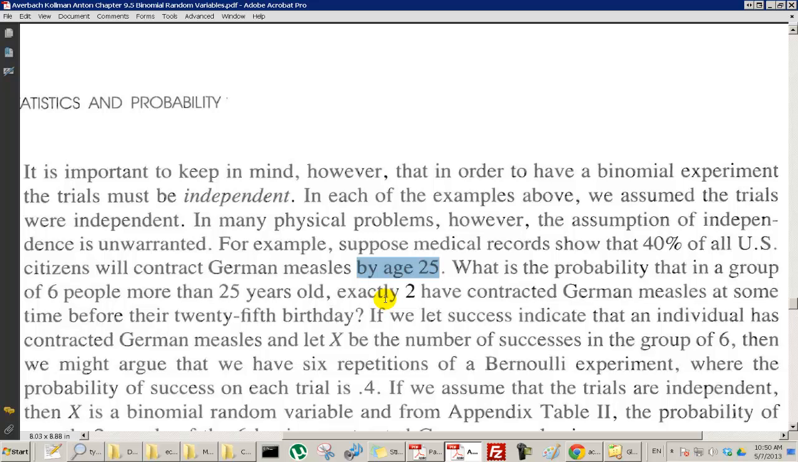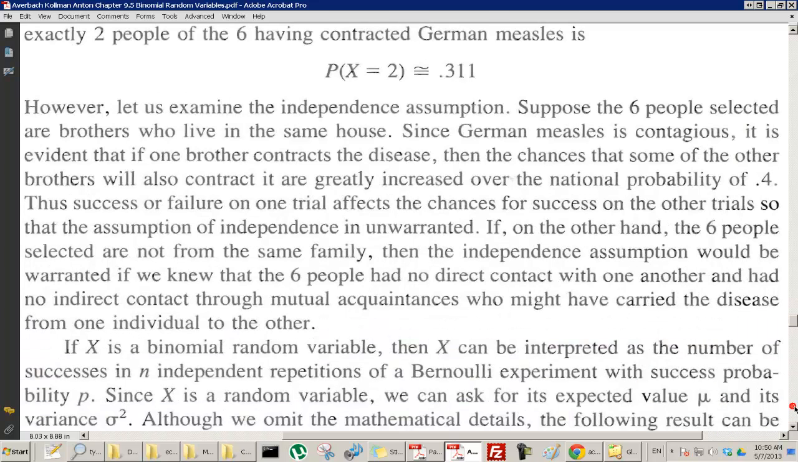Each person is an experiment. We have success and failure, getting measles and not, where the probability of success on each trial is 0.4. If we assume the trials are independent, then X is a binomial random variable. And from the table, the probability of exactly 2 in 6 contracting German measles is this. Or we could do the actual calculation using the formula that we saw above, but we could also use the table. However, let us examine the independence assumption.